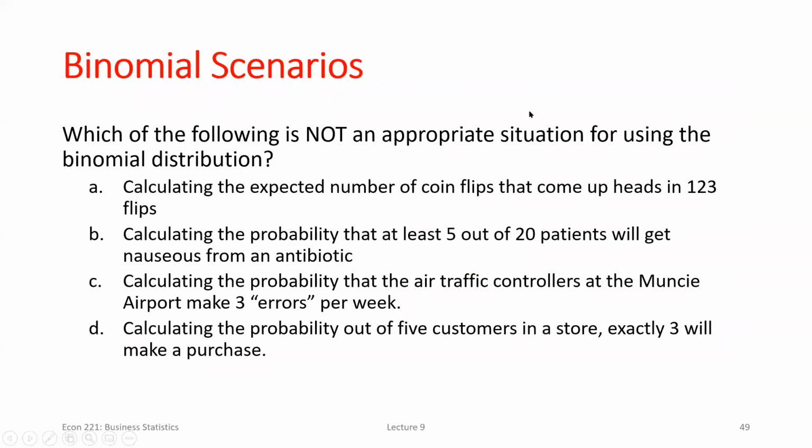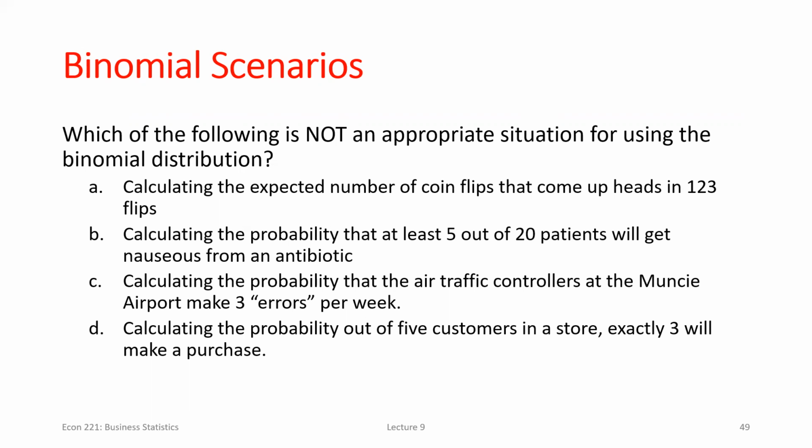But we can just talk through these and think about situations where the binomial applies. So this first one: calculate the expected number of coin flips that come up heads in 123 flips. Well, this looks like a lot of other examples we've had. We've got a number of trials, 123. I want to find the mean, or the expected number of times that it comes up heads. Well, we can definitely do this. Success, failure: I either see heads or I don't. Trials are independent. This is a perfect situation for the binomial.